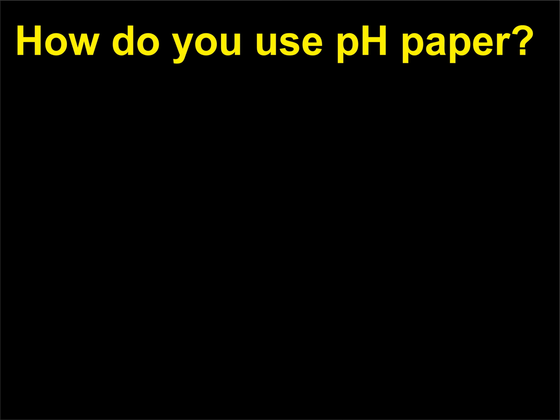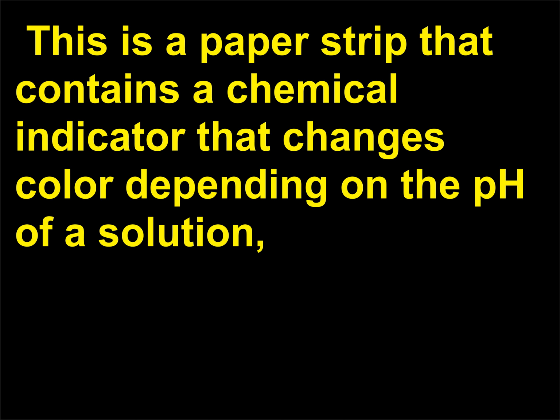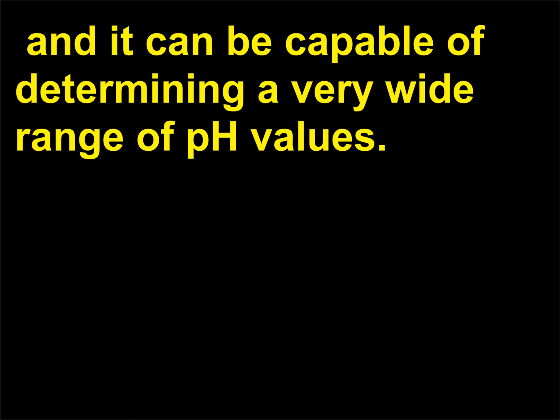How do you use pH paper? Another way of measuring the pH of a solution is with pH paper. This is a paper strip that contains a chemical indicator that changes color depending on the pH of a solution. And it can be capable of determining a very wide range of pH values.